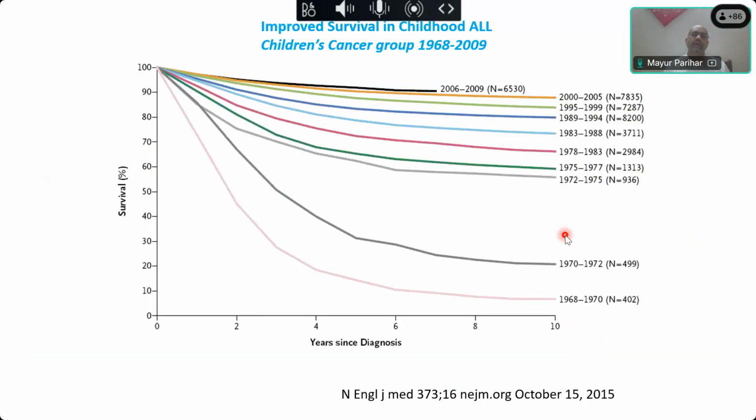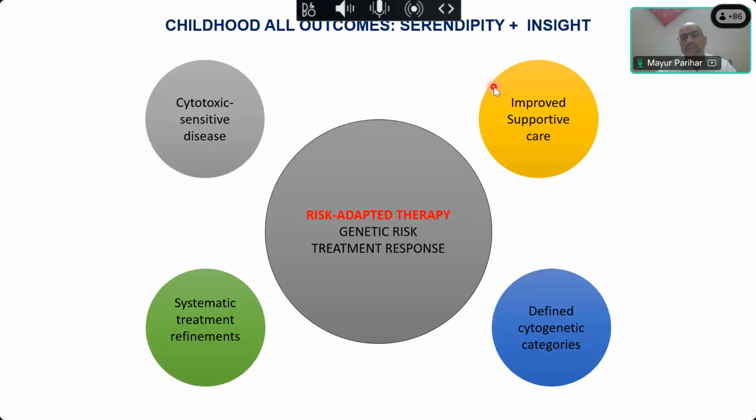From acute myeloid leukemias, I want to come back to acute lymphoblastic leukemias. If there is one disease which is a real paradigm example of how genetic-based risk stratification has improved outcomes, it is pediatric ALL. Look at this: in the 1970s, the outcome in pediatric ALL was 30%. And today, a standard risk patient of pediatric ALL has more than 90% survival.